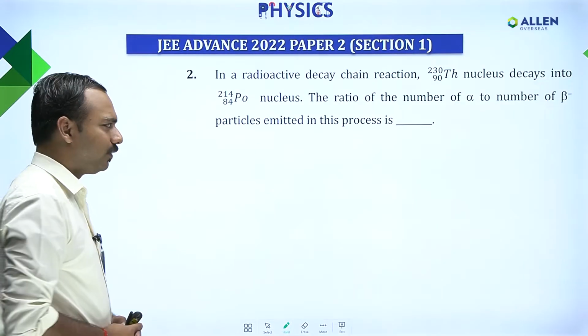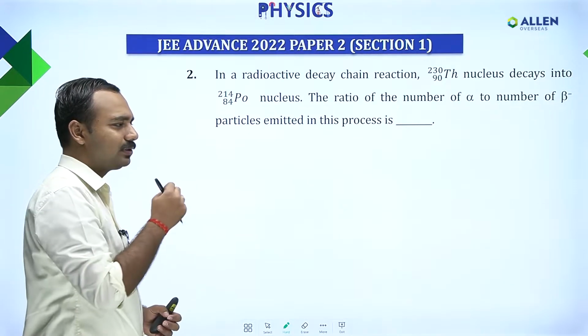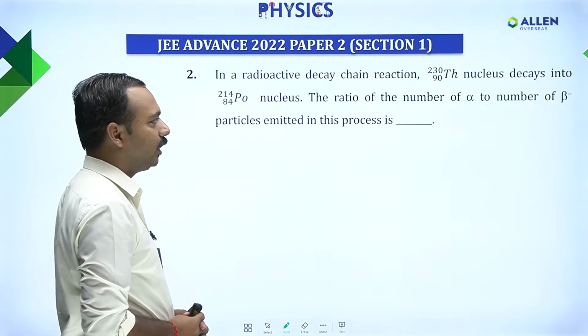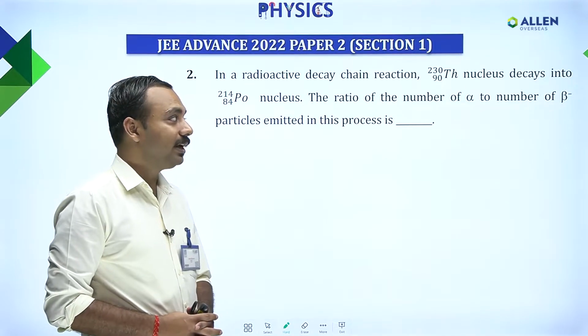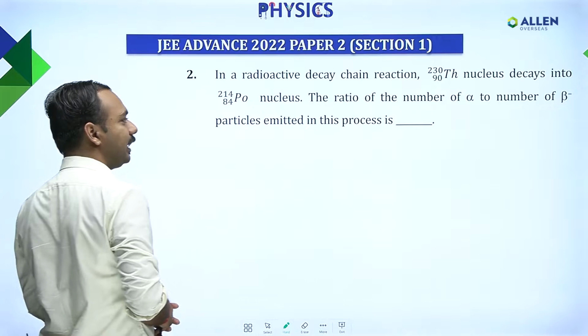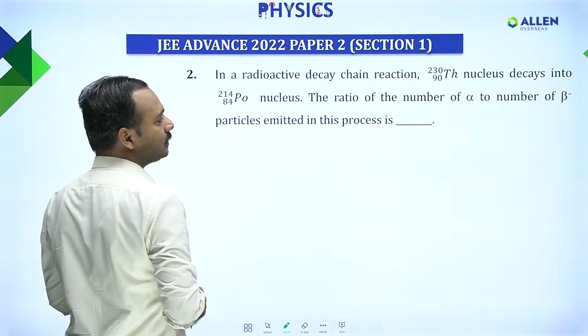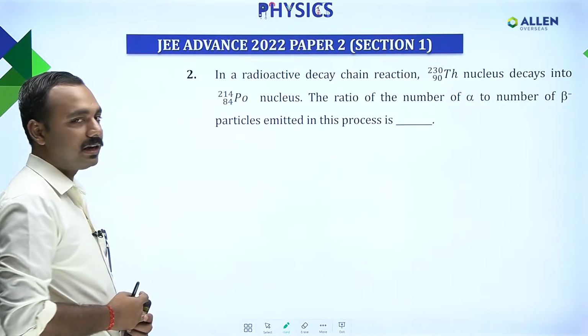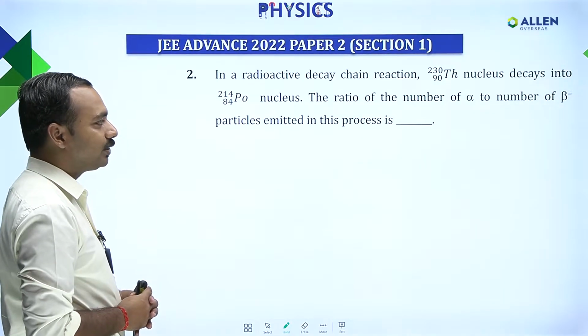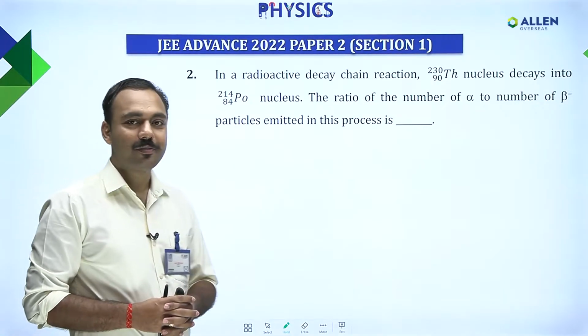A very easy question of modern physics, I see. You can just use charge conservation as well as mass conservation in this question. You can see in the radioactive decay chain reaction, thorium decays into polonium. Great sir, polonium is formed when thorium is decayed, and some alpha particles and beta minus particles are emitted as well. First of all, they have asked for the ratio of the number of alpha to the number of beta particles.